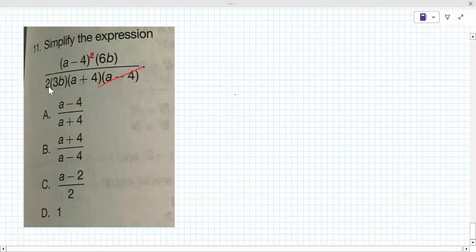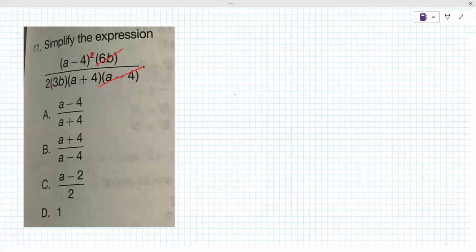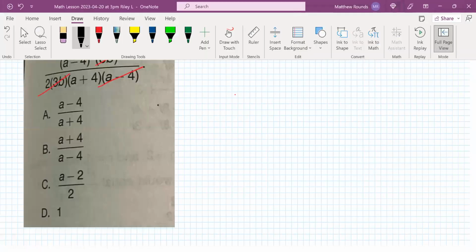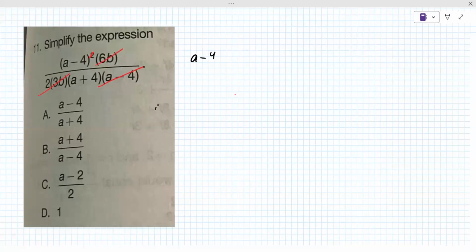6B, do you see any B's over here? 3B? What about this 2 on the outside? What can it do? It turns it into a 6B? And then they cancel. So what would be the correct answer? So it'd be A minus 4 over A plus 4. You got it.